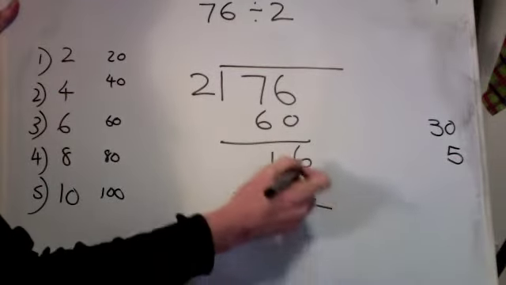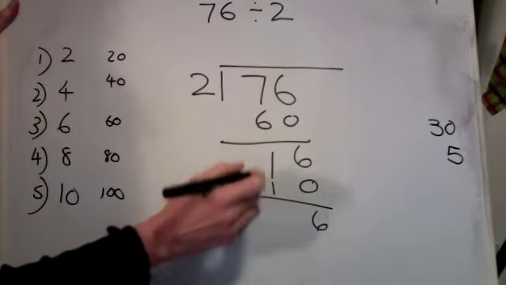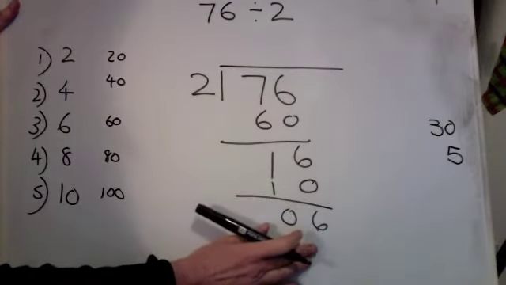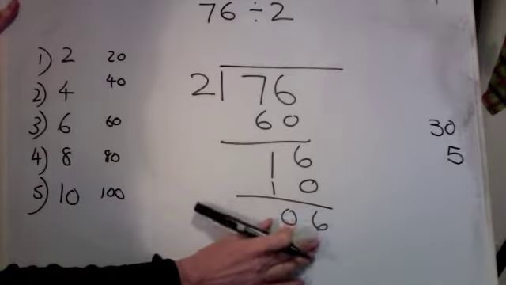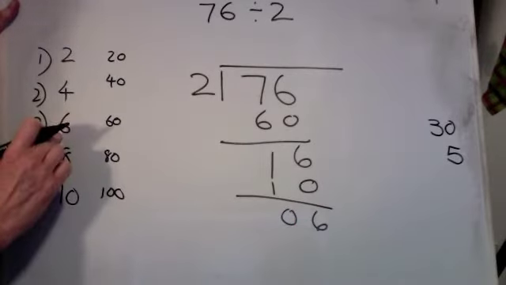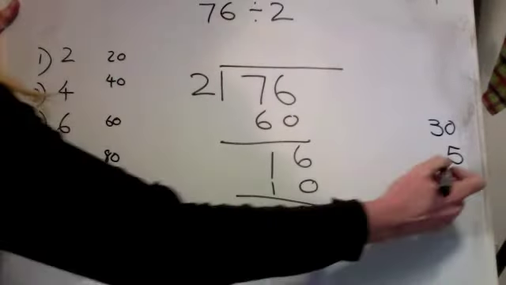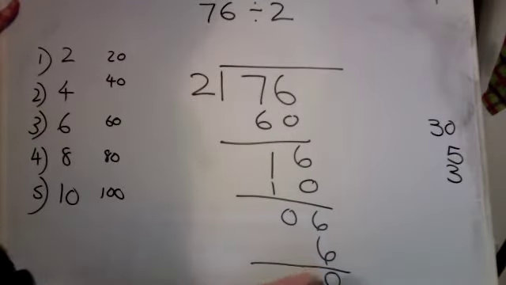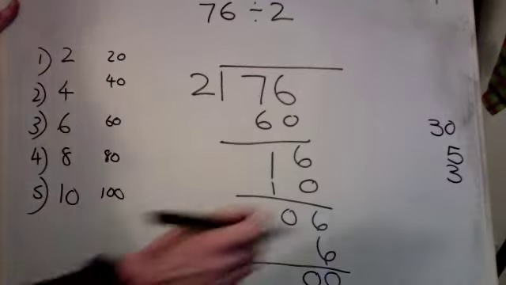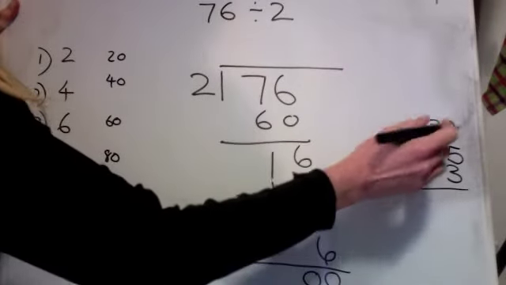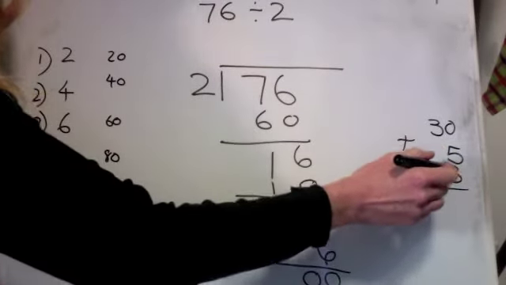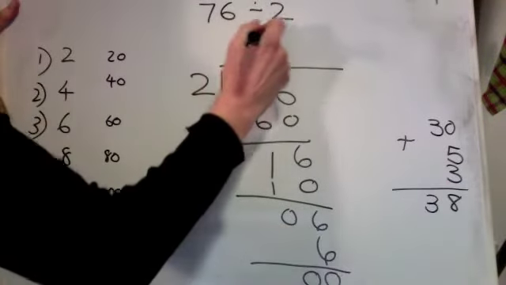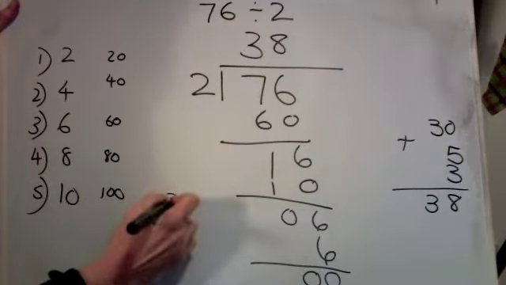What's the remainder? 6 take away nothing is 6. 1 take away 1 is nothing. I'm looking for this number, or as close as possible without going over. 3 2s are 6. What's the remainder? I've finished. Add them up to see how many there were. 30, 35, 36, 37, 38. The answer is 38, and let's check that.